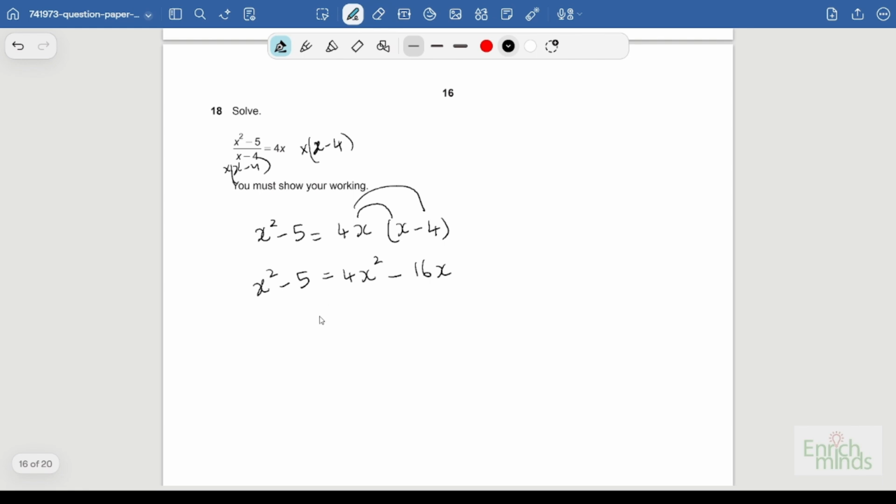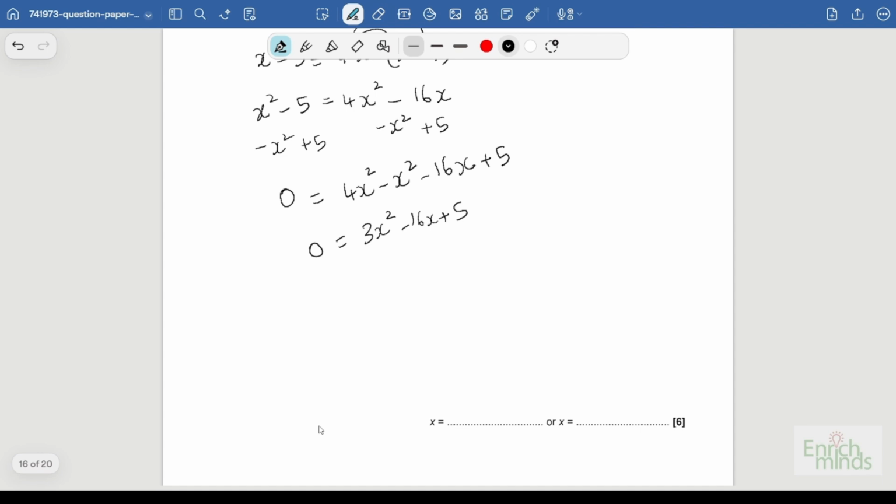Now you can collect the like terms. I can take away x squared on both sides. So take away x squared, and then I add 5 on both sides, so that I have 0 on the left side. And this will be 4x squared minus x squared and minus 16x plus 5. So I have all these terms on one side of the equation. So 4x squared minus x squared is 3x squared minus 16x plus 5 equals 0.